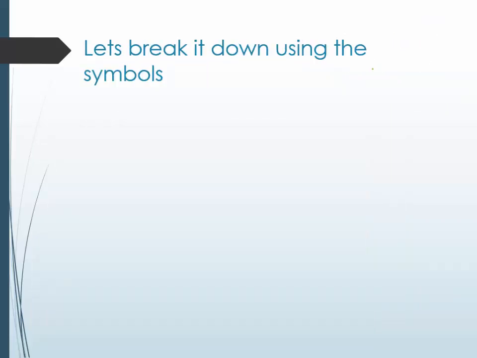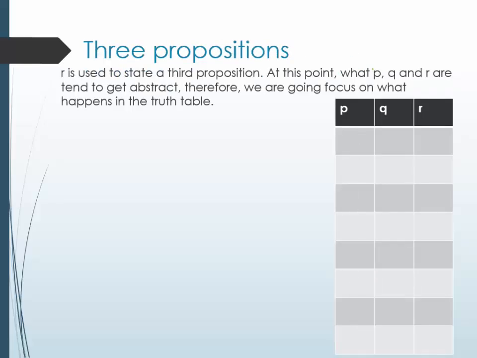Next. Let's break down those symbols, and I just did that, so let's move to three propositions. So, what are three propositions? Well, we use R, and you're thinking, oh, not R again, because R is used for rate, R is used for radius, R is used for correlation coefficient, R is used for the coefficient of determination when you square it. Fun stuff. But we're going to use R as our third proposition here. It's just P, Q, R. It just makes sense.